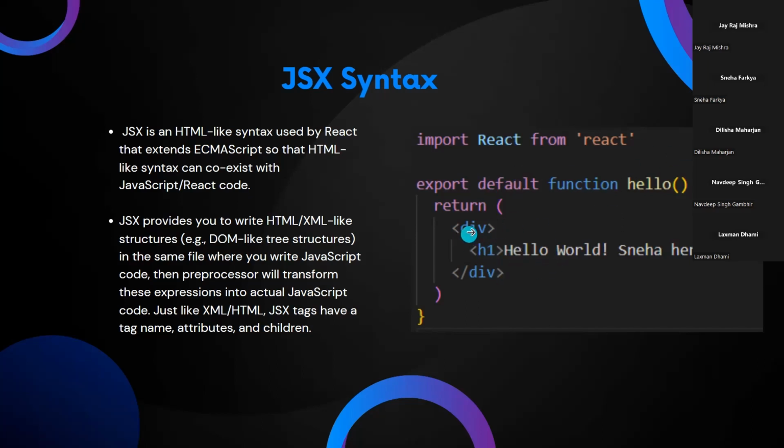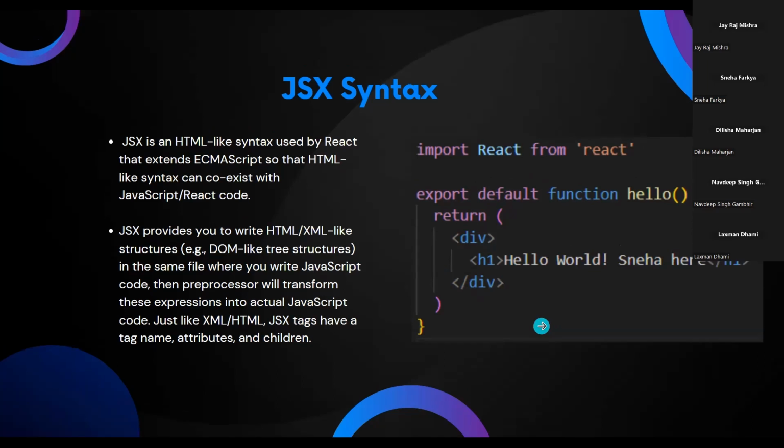So in this example, you can say that it is a snippet of React code, right? Inside this, we have a basic JS function called hello. And we are returning something here, that is, hello world, Sneha here. It can be anything, like hello world, cat here, or whatever your name is. What we're doing here is creating an H1 tag and writing HTML here. But how is it working? Because as far as we know, we cannot write direct HTML in our React app. Therefore, we are using a JSX syntax. So we are returning something in our function, and that something is JSX, okay? Moving ahead.